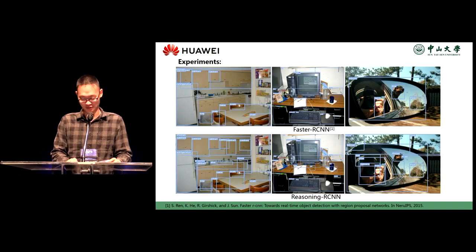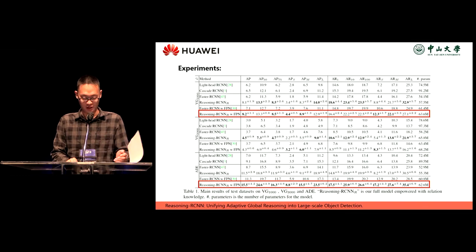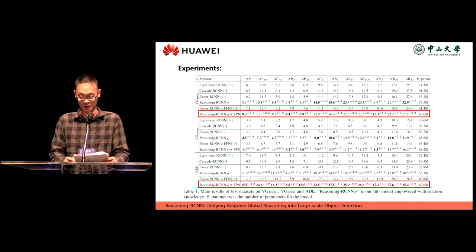This result shows that our baseline model, Fast RCNN, tends to ignore real categories and ambiguous objects, while our Reasoning-RCNN can detect them. We also evaluate our approach on the large-scale detection dataset VG with 1,000, 10,000, and 3,000 categories, and ADE with 400 categories. This table shows our approach with relation knowledge outperforms the baseline method on all datasets.